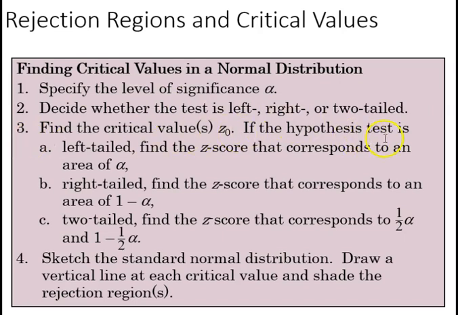If the hypothesis test is left-tailed, we find the z-score that corresponds to an area of alpha. If it's right-tailed, it's 1 minus alpha, and if it's two-tailed, it's 1 minus 1/2 alpha. We then sketch the standard normal distribution, drawing a vertical line at each critical value and shading the rejection region.